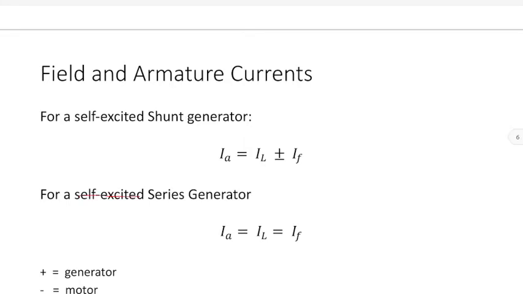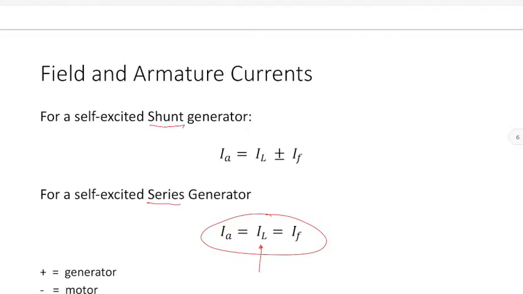Another one is self-excited, but the case is different, the aspect where we have the shunt and the series generator. So in the series generator, the current is equal. The equation is that our armature current and our field current are equal to the line current, or the overall current flowing in our DC machine.